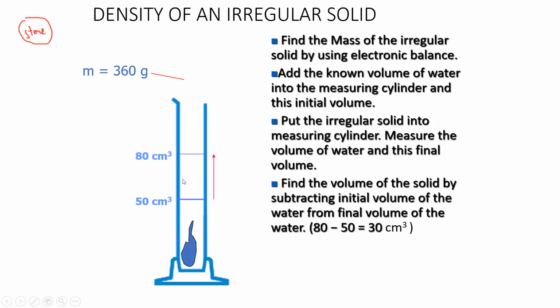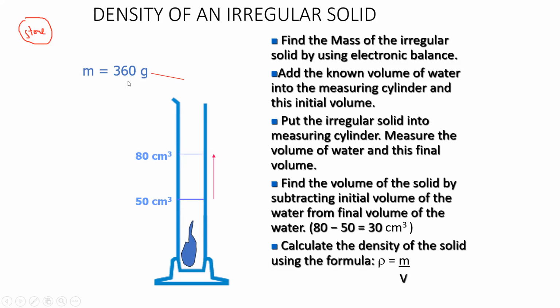So what is the volume of the stone? How much volume is displaced? That is the volume of the stone. The original volume was 50, final is 80. So when we subtract, we'll get the volume of the stone, which is 30. Mass is there, the volume is there, so we can calculate the density, which is mass over volume. And in this example, it will come out as 12 gram per centimeter cube.